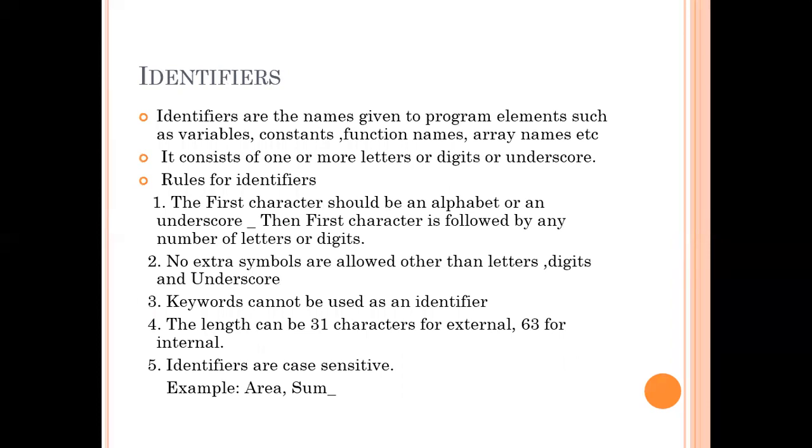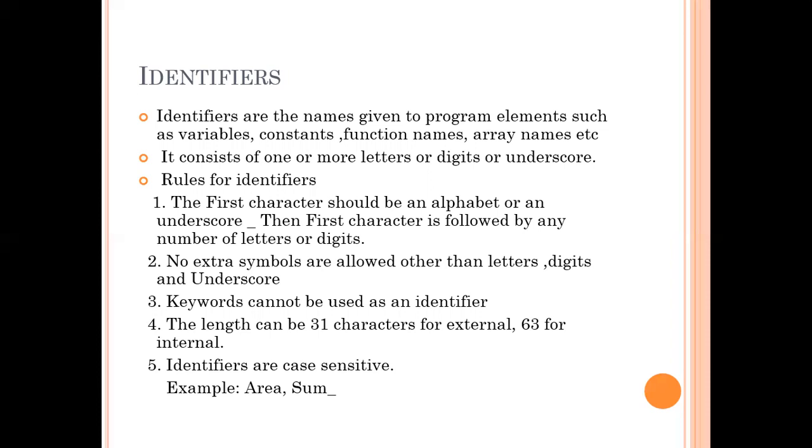Then comes identifiers. Identifiers are the names given to program elements such as variables, constants, function names, array names, etc. It consists of one or more letters or digits, as I already informed, or underscore. Rules we have already discussed: the first character must be an alphabet. Underscore is also permitted. May consist of letters, digits, or underscore. Only the first 31 characters are significant. Cannot use a keyword. Must not contain white space.